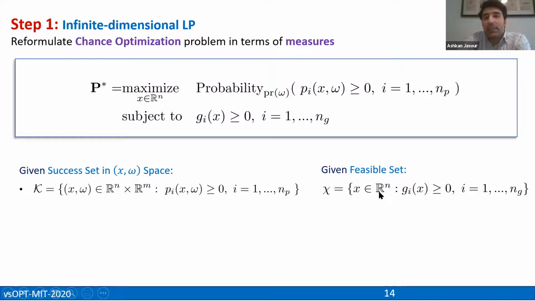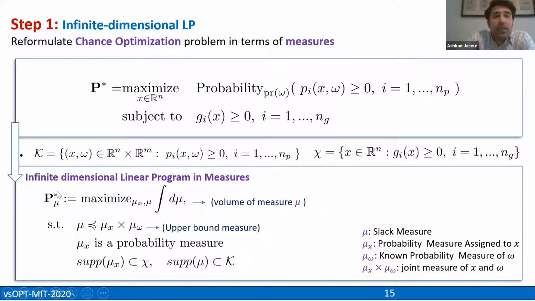By defining these two sets, the equivalent optimization in measure space reads as follows. In this optimization, I'm looking for measure mu x, assigned unknown measures to design parameters x, and also a slack measure mu. Measure mu is supported inside the set K, our success set defined in the space of x and omega, and measure mu x is supported inside our feasible set chi. And measure mu is upper bounded by the joint probability measure of x and omega. So this cross product represents the joint probability measure of x and omega. And in this optimization, we are trying to maximize the volume of the slack measure mu. This is an infinite dimensional linear program in terms of the measures.